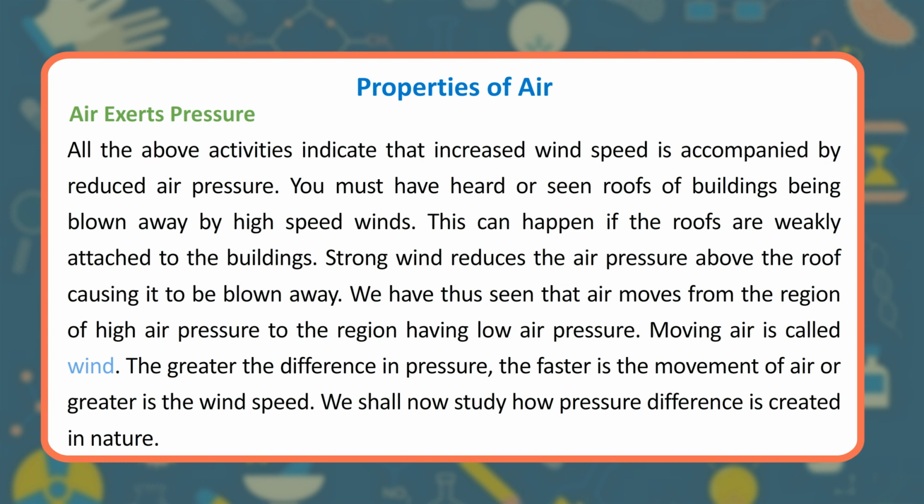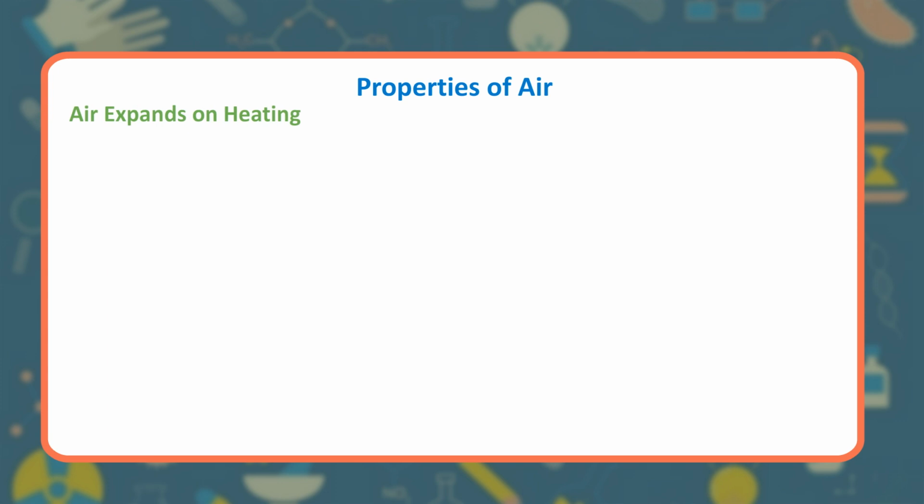We have thus seen that air moves from the region of high air pressure to the region having low air pressure. Moving air is called wind. The greater the difference in pressure, the faster is the movement of air, or greater is the wind speed. We shall now study how pressure difference is created in nature. Air expands on heating.